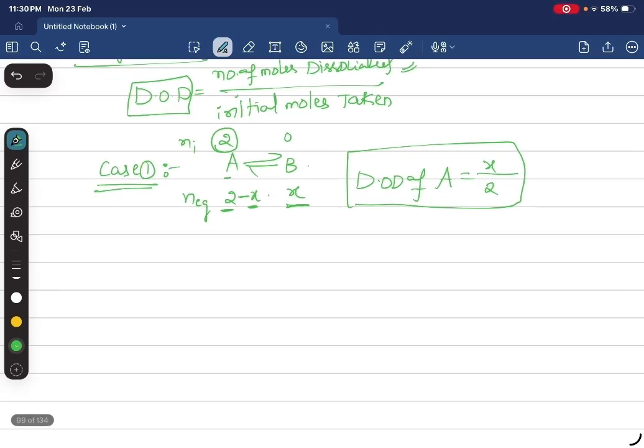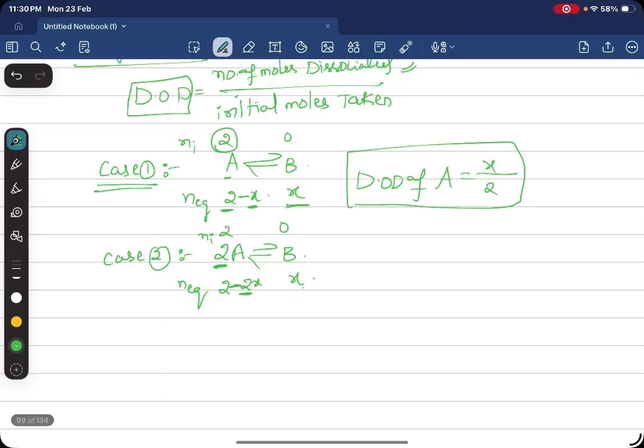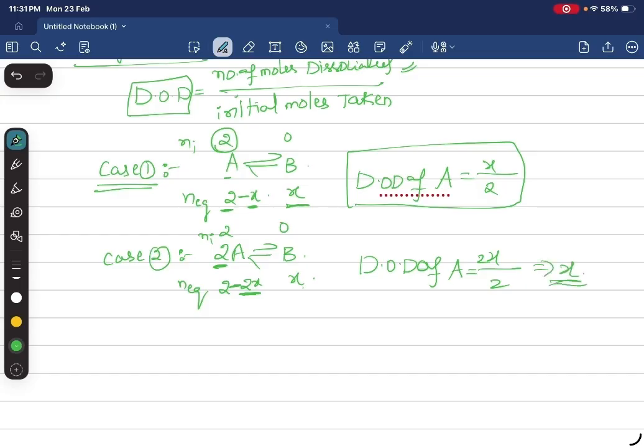Suppose if the coefficients change, how to write DOD? So here 2A converted into B. Initial moles are 2 and 0. So number of moles at equilibrium: X moles of B are formed, so 2 minus 2X we have to take, this is the stoichiometry. So 2 minus 2X and X. So DOD of A here is, the change is 2X, right? 2X by 2, which is nothing but X. This is how we can write DOD for this case.